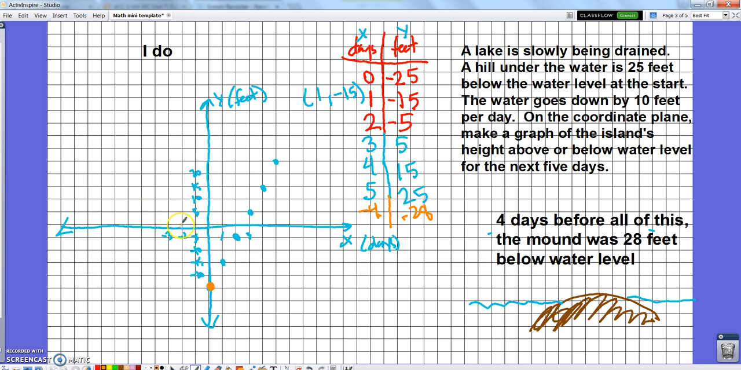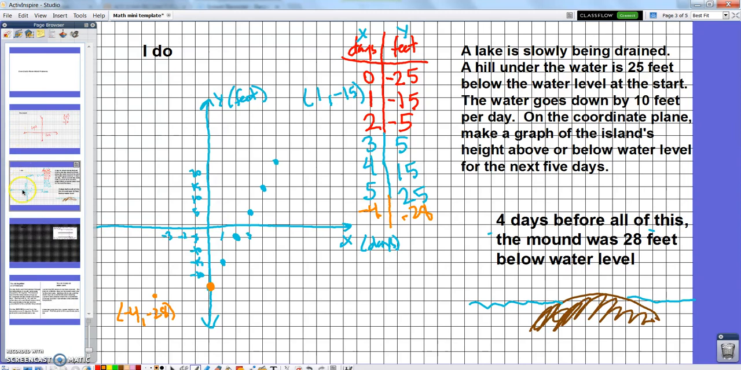Go back 1, 2, 3, 4 days. 5, 10, 15, 20, 25. 28's about there. That's (-4, -28). So you may be asked to put a point on your coordinate plane that is negative in terms of the number of days, just so you know. All right, that's how it works.